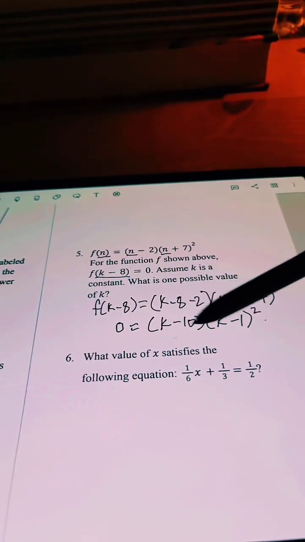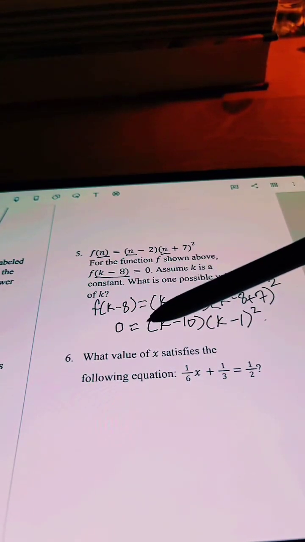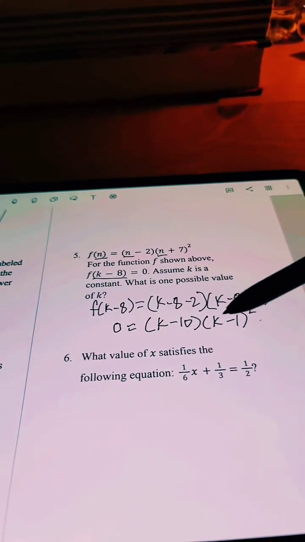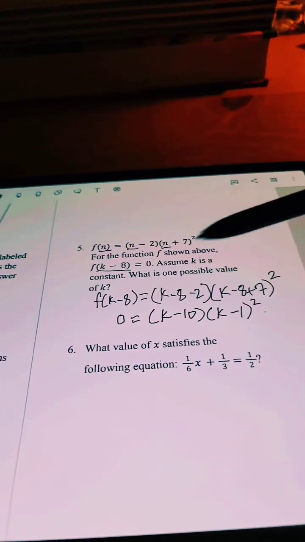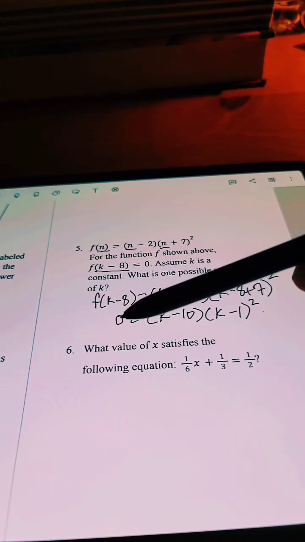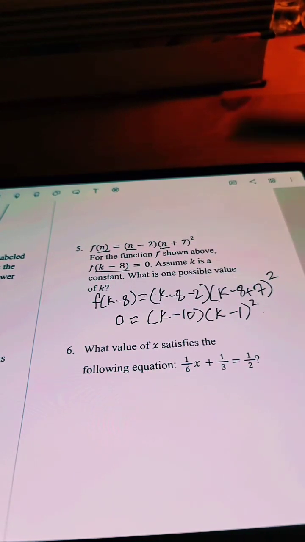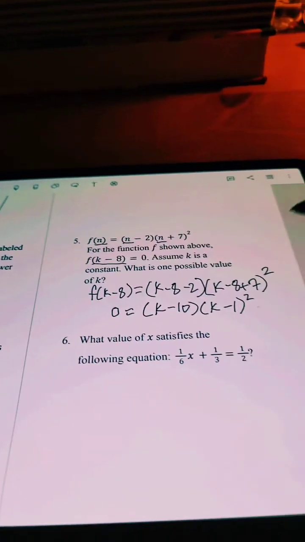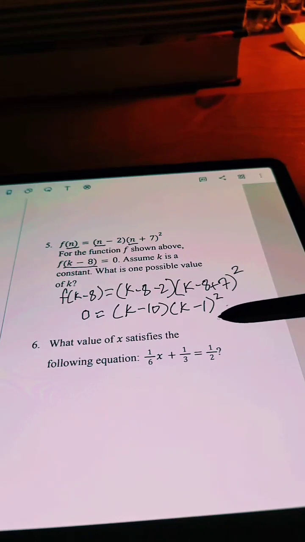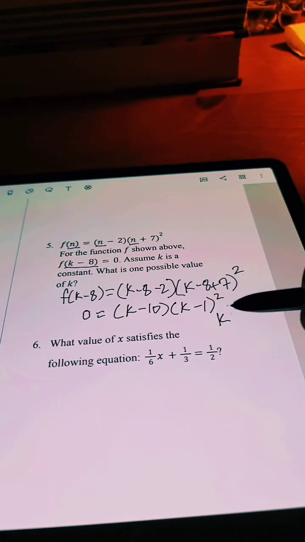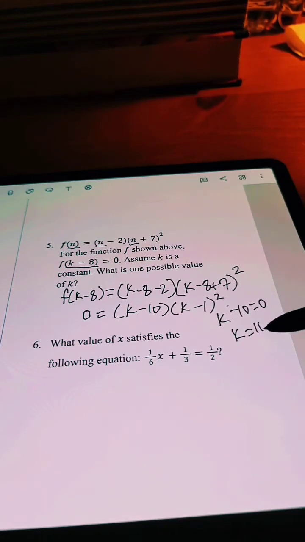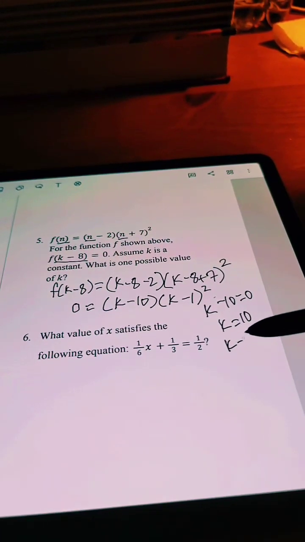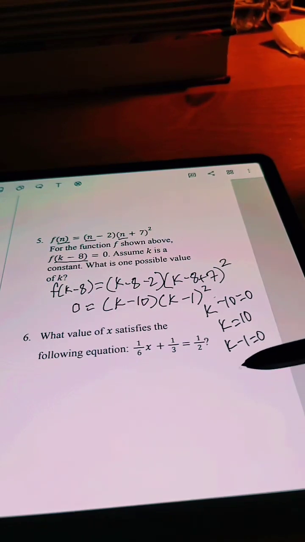So we know that this is being multiplied by this, and it has to equal 0, meaning that one or more of these factors has to be equal to 0 in order for it to get an answer of 0. Like when you multiply by 0, one of the things you multiply has to be 0 to get 0, basically. So I can set either of these equal to 0. I can say k minus 10 is equal to 0, and then add 10 to each side and get k is equal to 10. I could also do k minus 1 is equal to 0, add 1 to each side, and then get k is equal to 1.